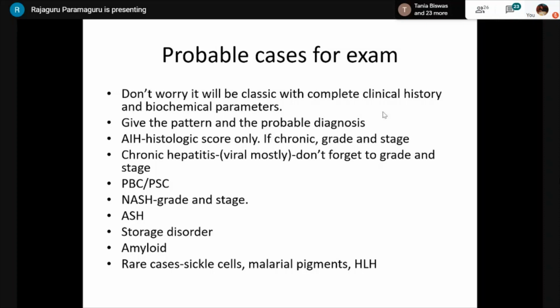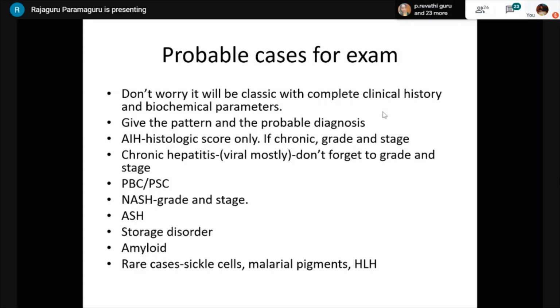And what all will you get? You can get an AIH, autoimmune hepatitis. Do a histological score where it is compatible or typical. If it is chronic, you can use the grading and staging like the modified HAI also. And in chronic hepatitis, it will be mostly viral, so you have to grade and stage. Don't forget to do that. If you're not going to do that, then you're going to lose marks.